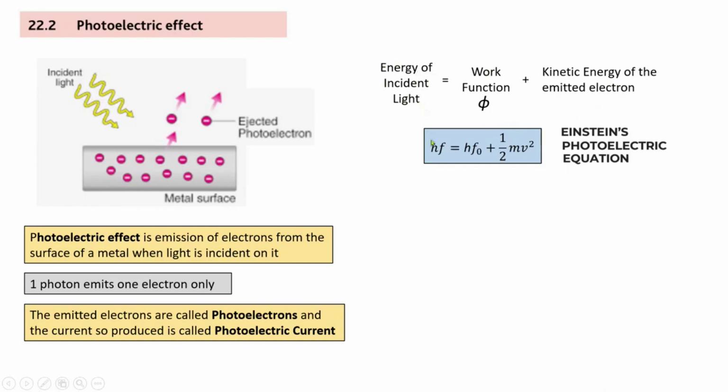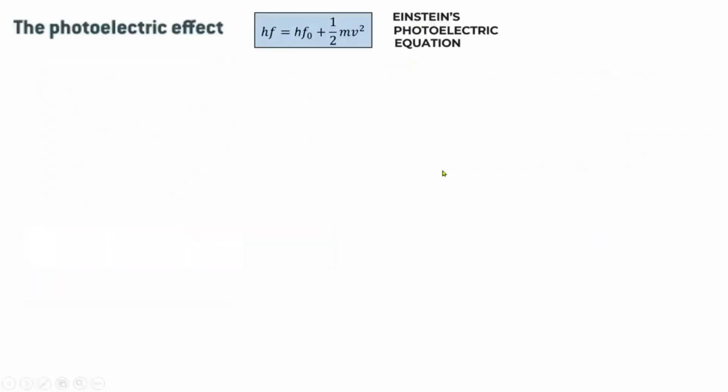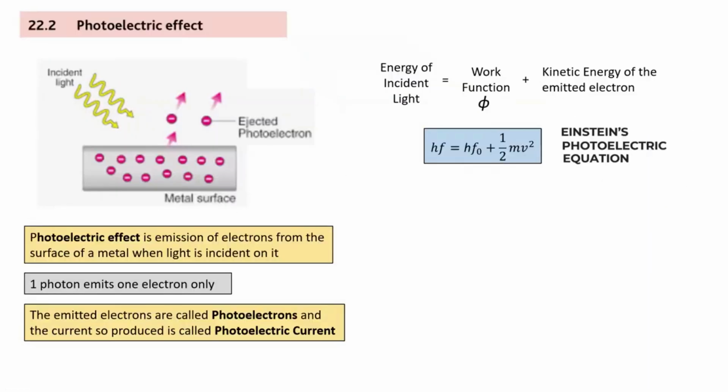So that's it. After that we write down the equation: hf is equal to hf naught plus half mv squared. That's what we call the photoelectric equation. Write this down. So you can find the f naught using this.